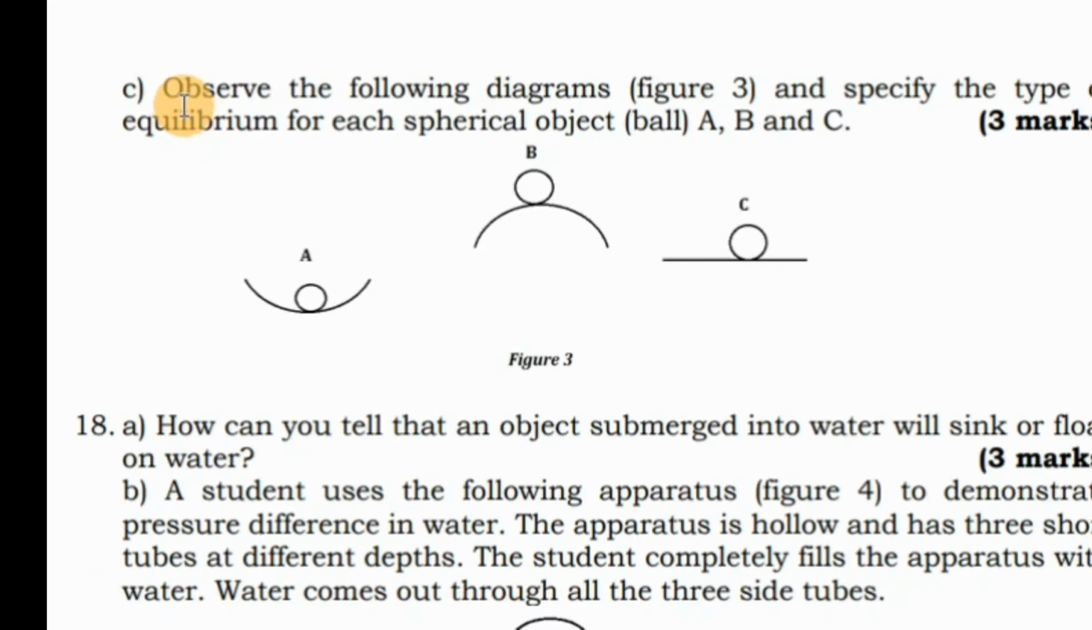Question C. Observe the following diagram, figure 3, and specify the type of equilibrium for each spherical object on boards A, B, and C, according to the knowledge you have of the state of equilibrium of an object. You have to specify the types of equilibrium for A, B, and C. Let us go and correct.